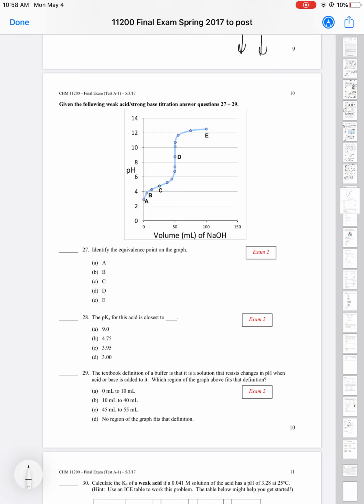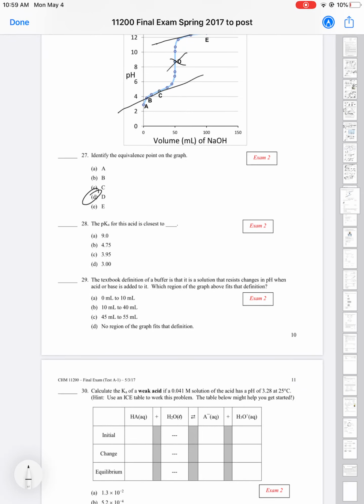Okay, give the following weak acid strong base titration answer. So 27, identify the equivalence point on the graph. So remember, the equivalence point is that point when, how do you want to find that? You find that by, I think you draw a line, and then you find the midway point between the lines of the two slopes, and that just so happens to be about D.